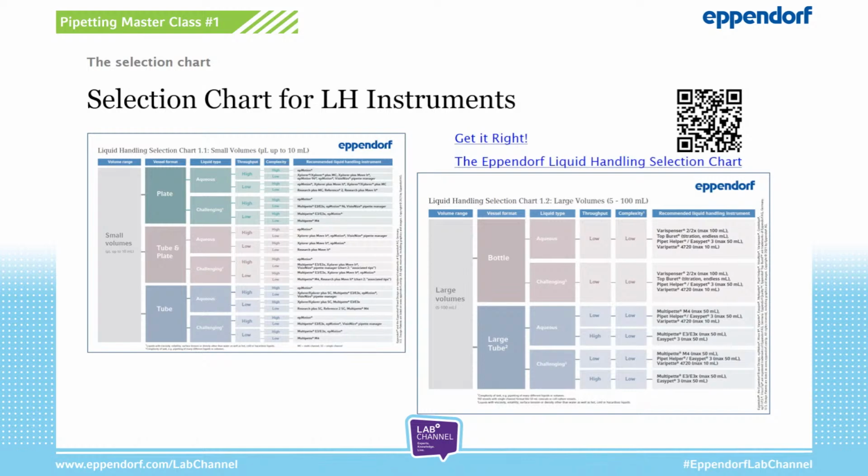And this selection chart I have just shown is available as a download and contains 2 charts, one for the small volumes up to 10 ml, on the left-hand side, you can see it, and one for the volumes from 5 to 100 ml.